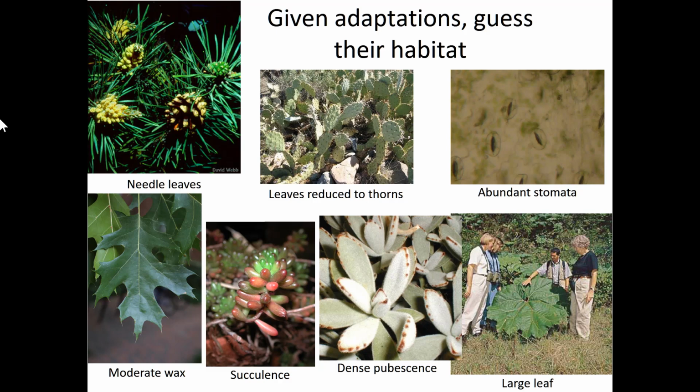A plant that has very dense pubescence probably occurs in a very sunny area and a place where there's not much moisture. What about this really large leaf? What do you think the water and the light conditions are like for this very large leaved plant, which is referred to as poor man's umbrella?